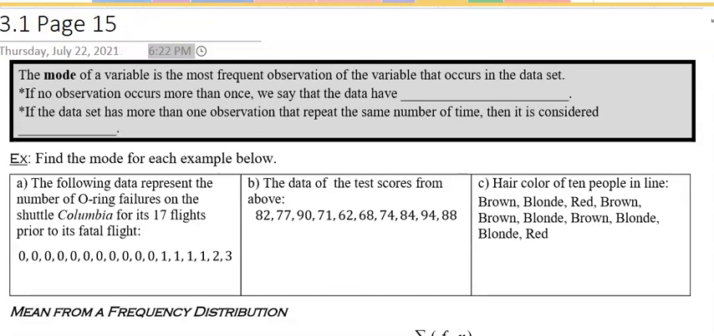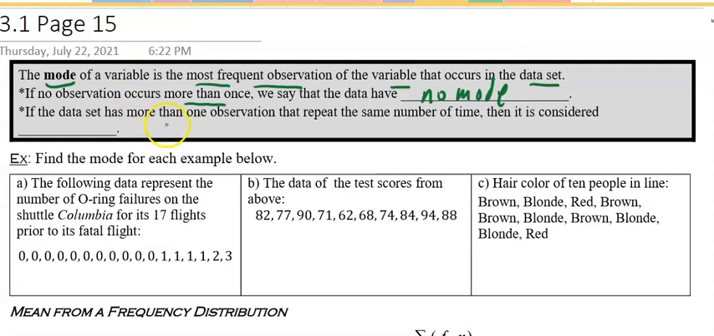Now, the third value that we wanted to discuss was the mode. The mode of a variable is the most frequent observation of the variable that occurs in the dataset, meaning the most repeated. If no observation occurs more than once, we say the data have no mode. So remember, it must repeat for it to have a mode.